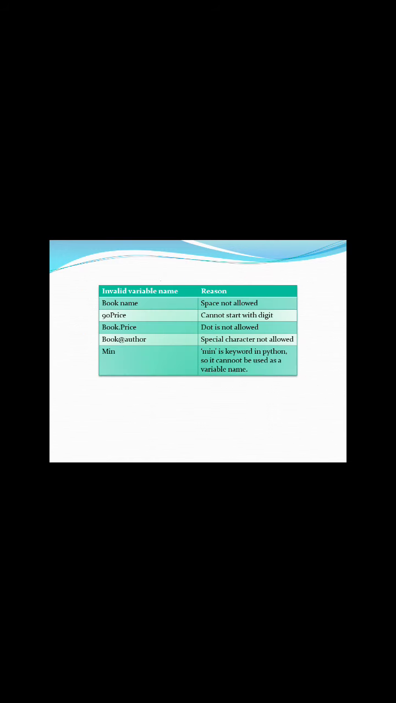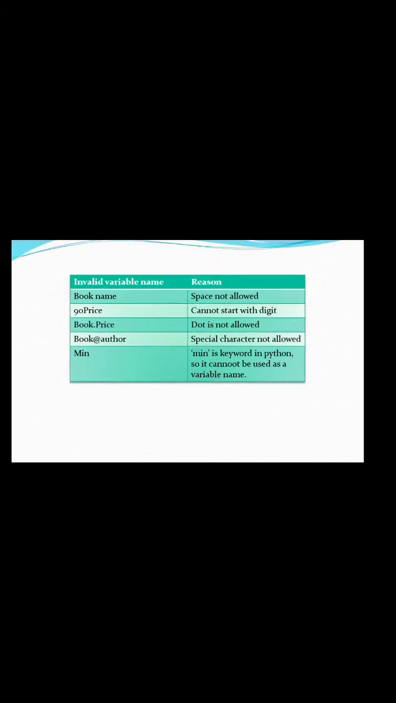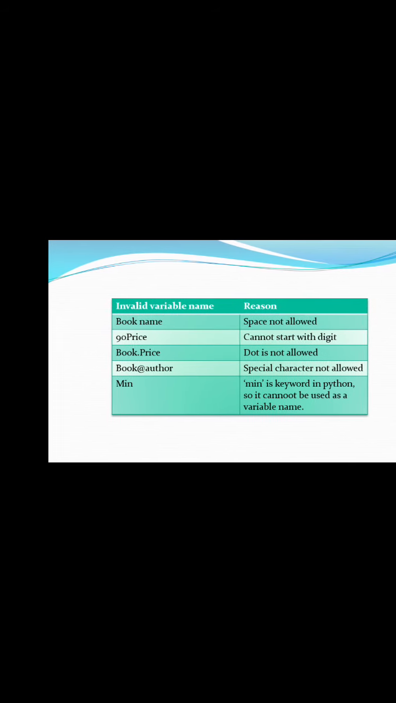Now, I have tried to explain some invalid variable names. "Book name" with a space: why is it invalid? Because space is not allowed in the name. You have already done this, children, if you remember, when you create a database and declare the field name, that time also I told you, if you want to write student name, keep the underscore between them, because in a field name also you cannot keep a space.